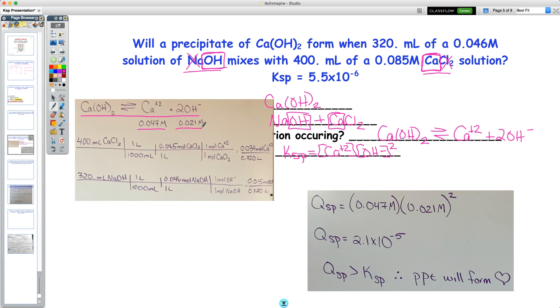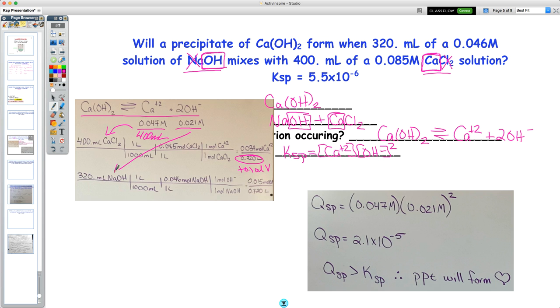Now what I'm going to do is change all of this to moles because the volumes of my reagents are different. So take this and solve how many moles are in my 400 mL. That's what this is addressing, okay? I end up getting 0.034 moles of calcium. And then this is the total volume of both solutions together, because once I mix them, that's what I have.